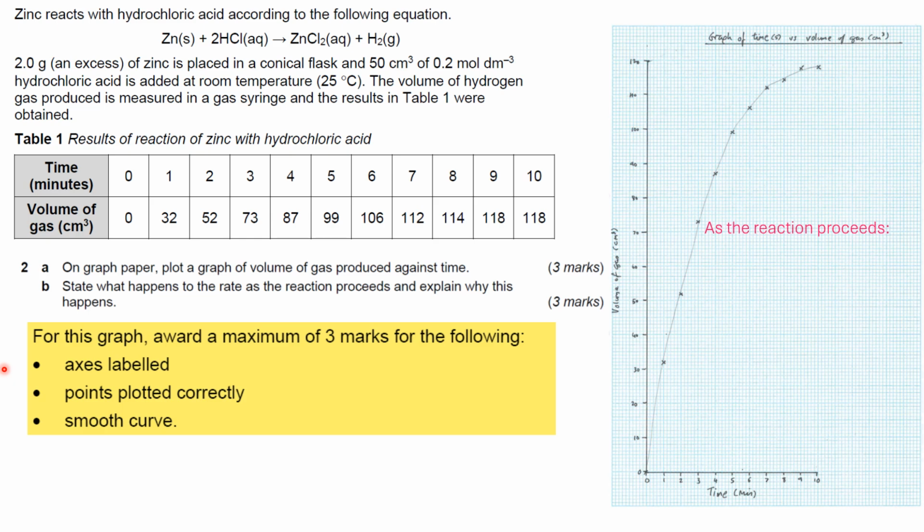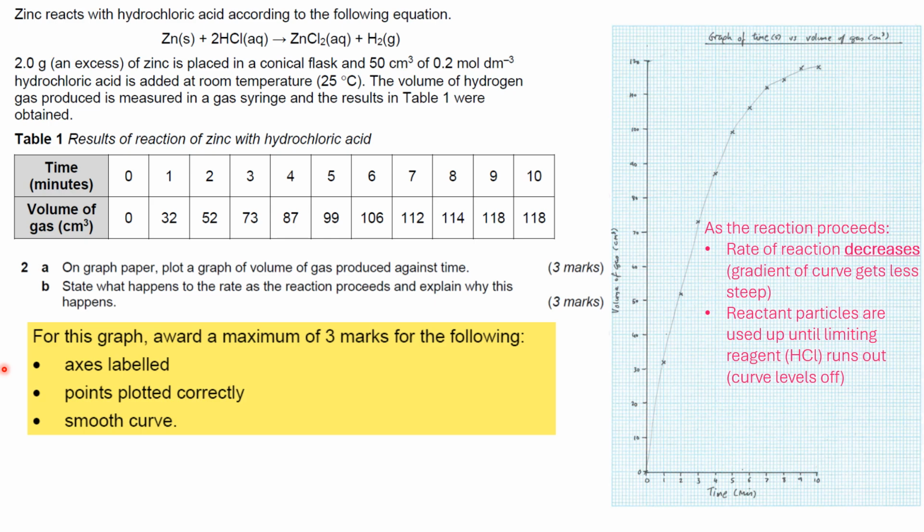And then as the reaction proceeds, obviously the rate of reaction goes down. As you can see, the gradient of the curve gets less steep. The reactant particles are being used up until the limiting reagent, which is HCl, runs out. I know that HCl is the limiting reagent because it says that zinc is in excess, so the other reagent must be limiting. And finally, collisions between reactant particles become less frequent. So notice I'm using A-level language this time round rather than GCSE language.